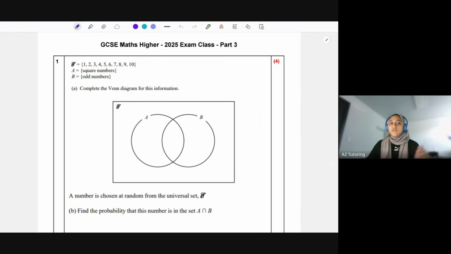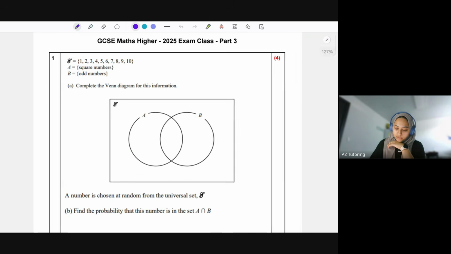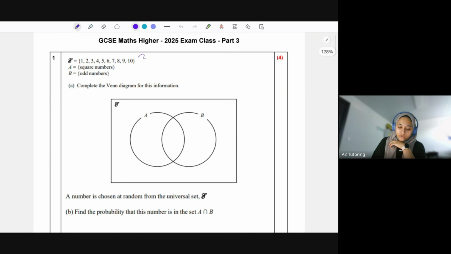So I know for Edexcel, they've not tested you on a Venn diagram for paper 1 and paper 2. So there's a high chance it could come up. But it can still come up on other exam boards as well. So we've been given a universal set, so numbers between 1 and 10. We've got set A, which is all the square numbers. So let's list all the square numbers.